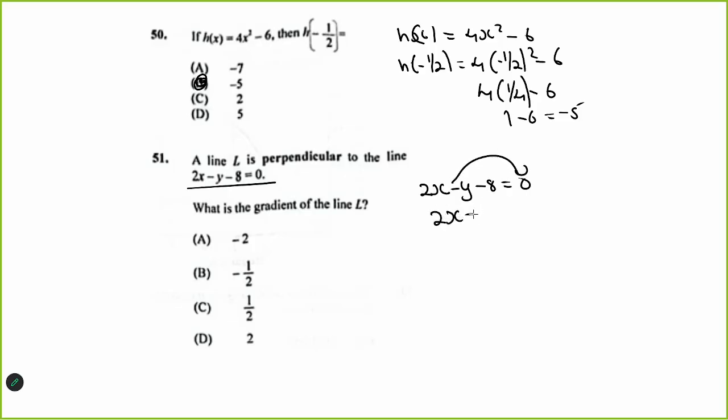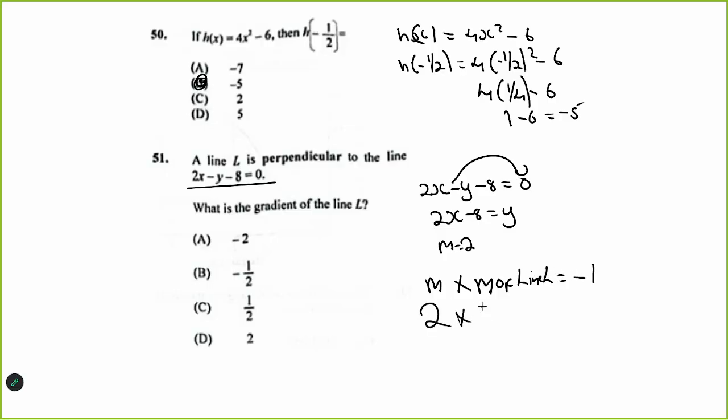That's 2x minus 8 is equals to y. Right, so if we look at this, my gradient for this one is 2. Now, if the line is perpendicular, what we know about perpendicular lines, the product of their gradients is negative 1. So the gradient of this line, 2x minus y minus 8, is 2, multiplied by the gradient of line L will be equal to negative 1.